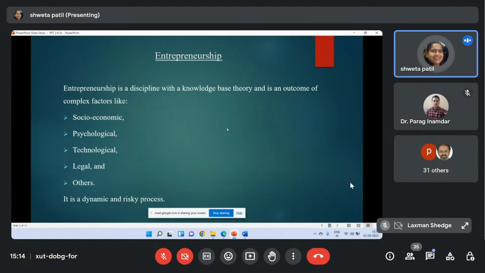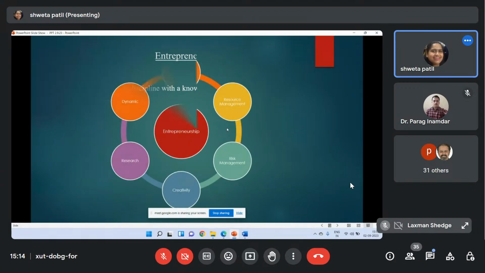Today, what I am going to discuss is how entrepreneurship revolves around six aspects which I have listed. It is about innovation, resource management, which needs to be done in a proper way, how risk management helps an entrepreneur to be successful, creativity and constant research, how they can help the entrepreneur to be in the market and in the competition, and the dynamic nature of the market, and how entrepreneurs should be able to cope with that process.